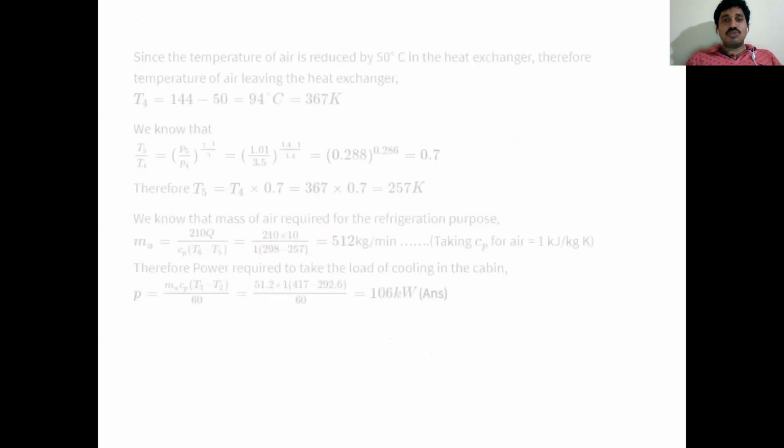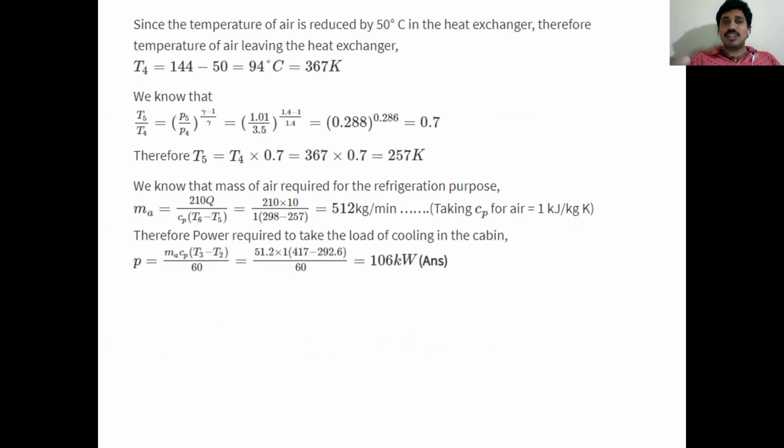From 417 to 367, a 50 degree reduction has taken place. Then there is one more isentropic process, 4-5. So from isentropic process 4-5, T5 by T4 is equal to P5 by P4 power gamma minus 1 by gamma. P5 and P4 values were given, and the T4 value we just calculated. So the unknown value is T5, which is 257 Kelvin from this equation. So the unknown temperature after the expander or turbine is 257 Kelvin.